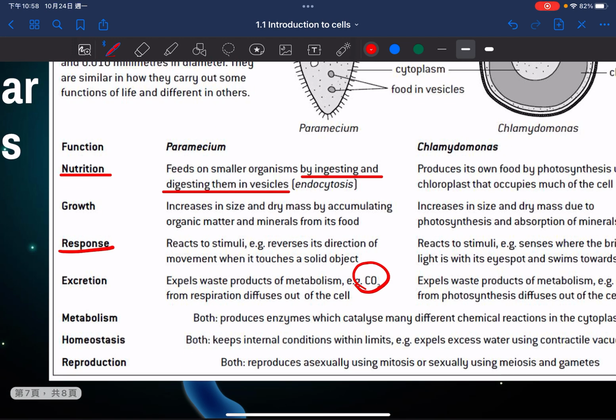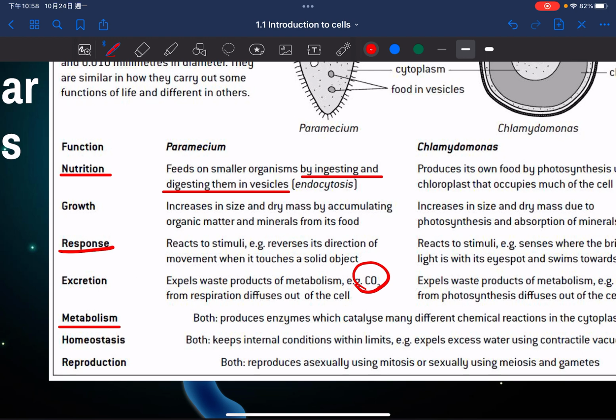Okay, and then let's see metabolism. Once you are a living thing, you need to do a lot of metabolism for yourself. For example, you have to do cellular respiration to produce a lot of energy. So does paramecium.